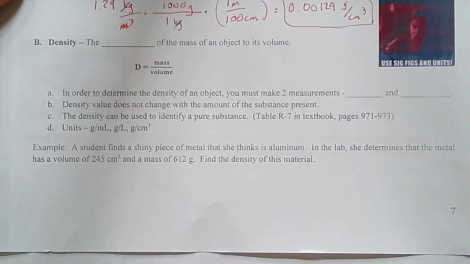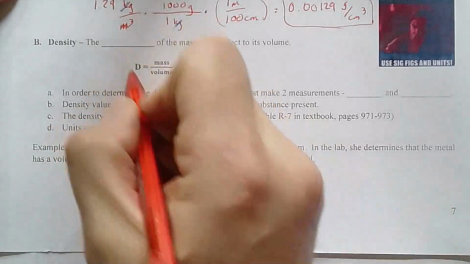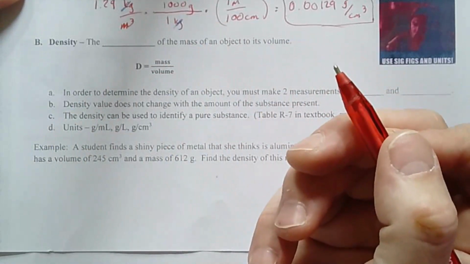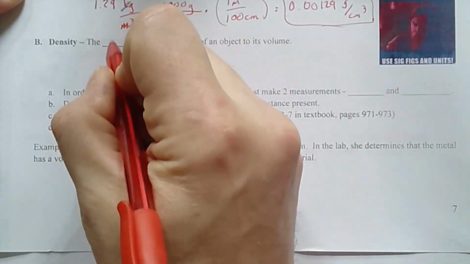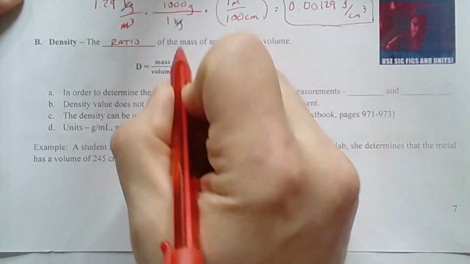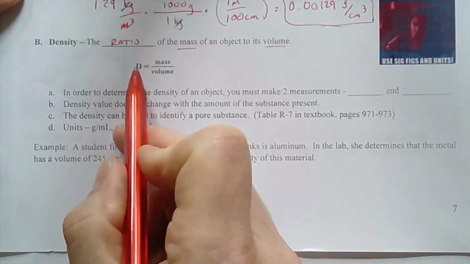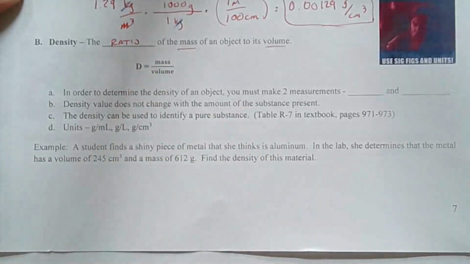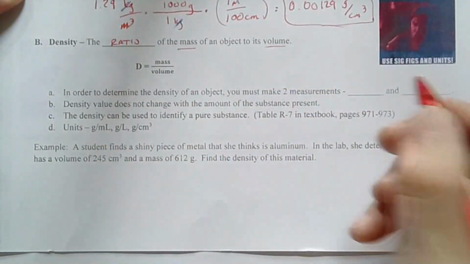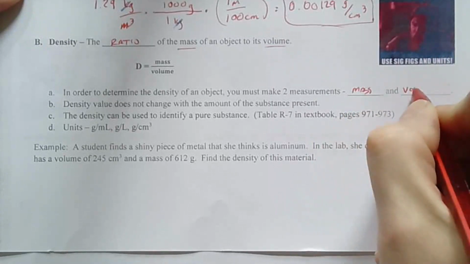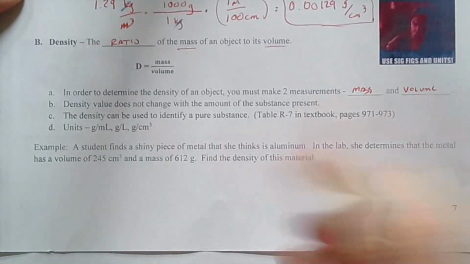All right, here is a quick video on density. And density, as you've hopefully seen in a science class, is defined as the ratio of an object's mass to its volume. It's a very simple formula: density equals mass over volume. So if we want to know the density of an object, we just need two types of measurements. We need a mass and a volume of some sort.